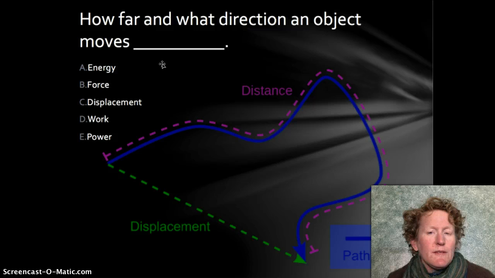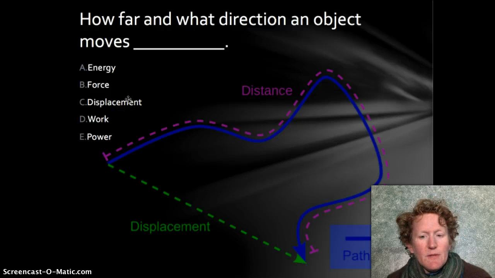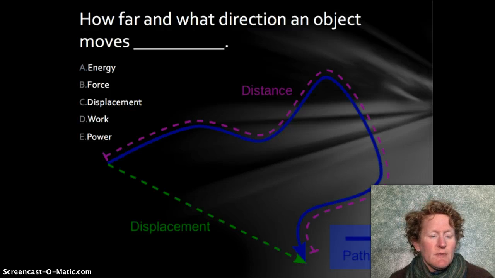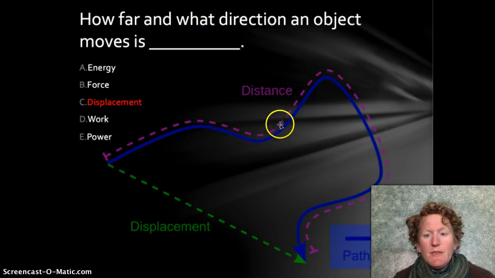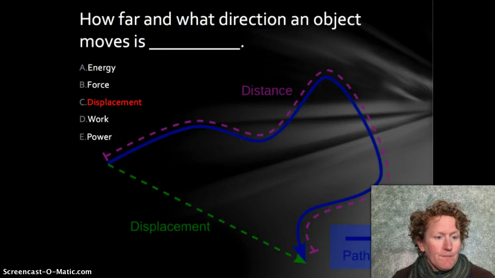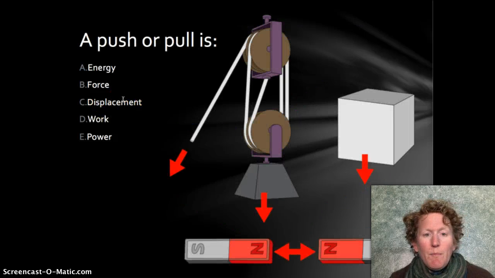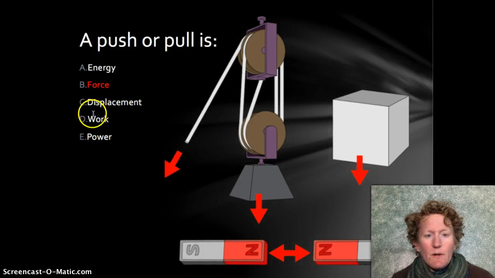How far and what direction an object moves is displacement. Where the object is moving when work is done is the displacement, which is different than the distance. A push or a pull is what Newton felt when the apple fell on his head, and newtons are a measurement for force.